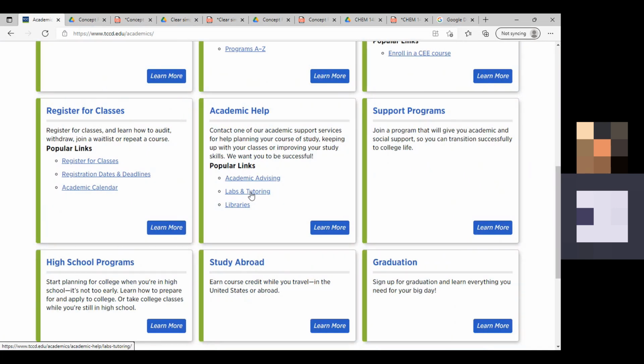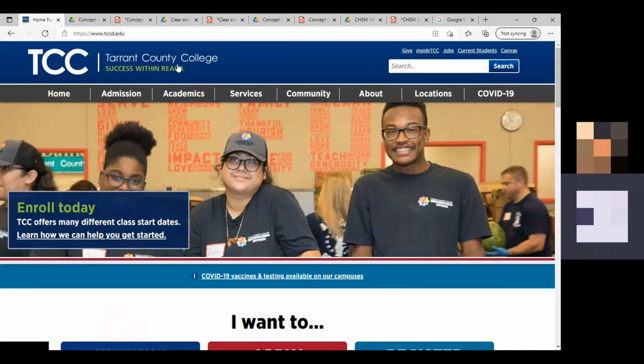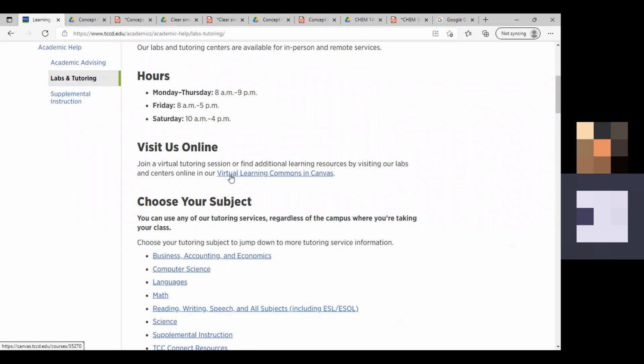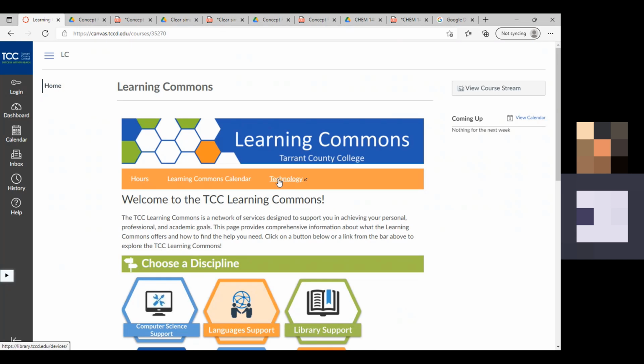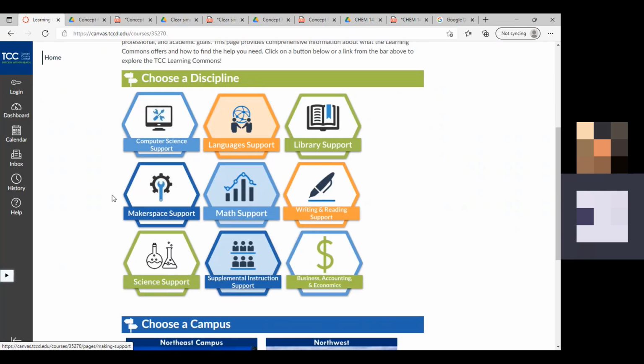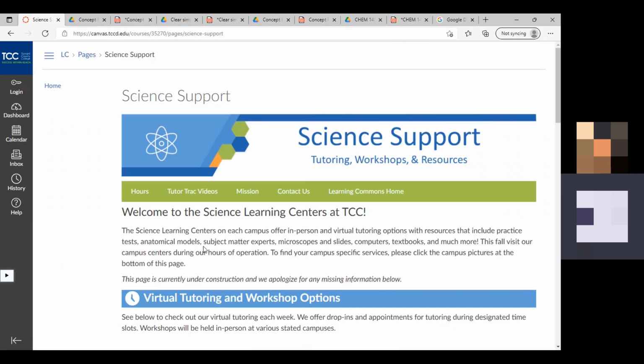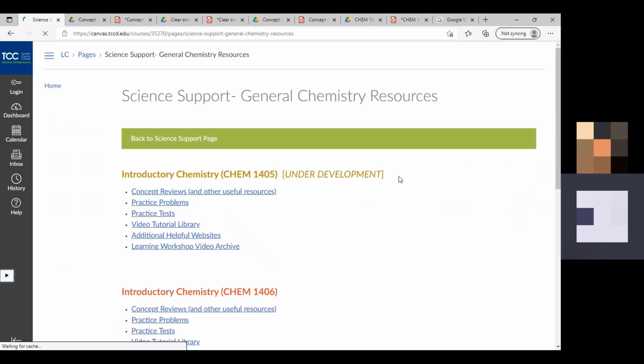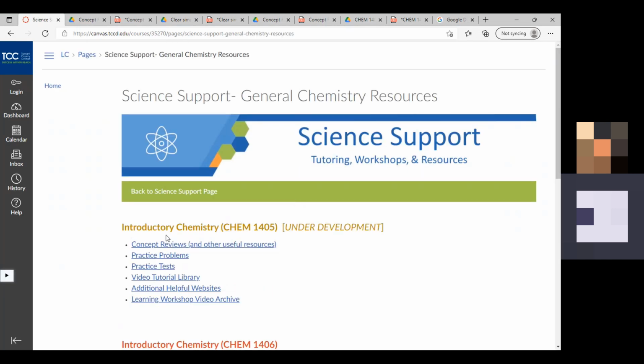But if you go to TCC, you'll see this homepage. Click on Academics, then go down to Labs and Tutoring under Academic Help, then scroll down to Virtual Learning Commons in Canvas and click on that. Here you have the online learning resources for all the different disciplines. You're going to want science. Then scroll down to the specific class categories, and you're going to want general chemistry. And here's where you have the 1405 stuff.